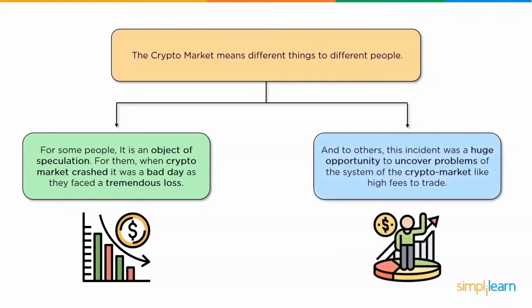And to others, the crypto market is more than a speculative instrument. For them, this incident proved to be a huge opportunity as they got a chance to uncover problems of the system of the crypto market, like high fees to trade at the most crucial moments, and find solutions to these problems by adding more capacity and efficiency to the system.